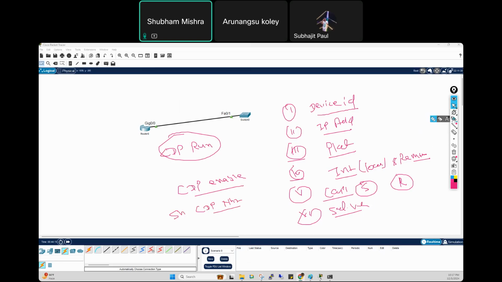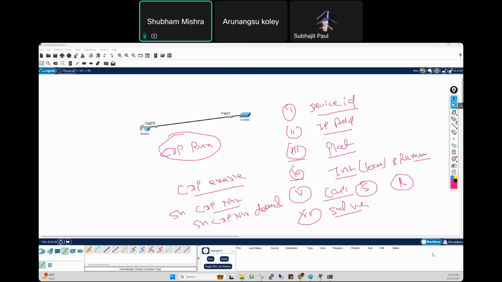Okay. If you want to check the CDP neighbor in a detailed way, what is the command? Same command, show CDP neighbor. आपको लास्ट में क्या लिखना पड़ेगा? डिटेल कीवर्ड, है ना? आपको और डिटेल में इंफॉर्मेशन मिलेगी. Clear, guys? Everyone, yes or no? Fine.